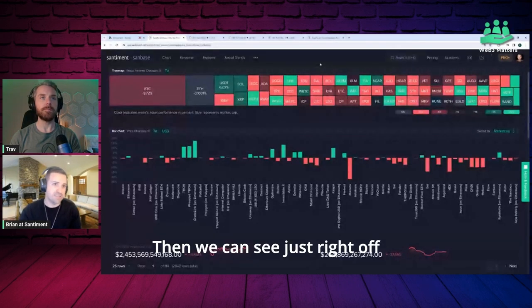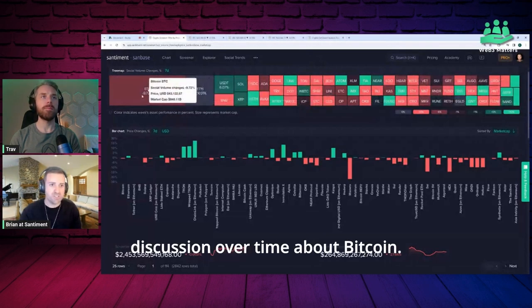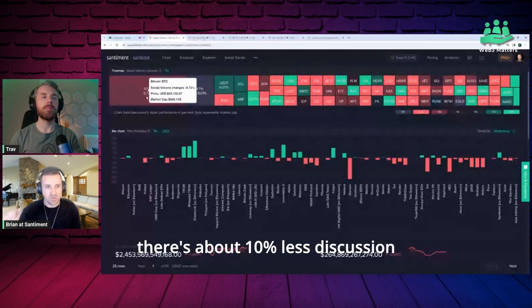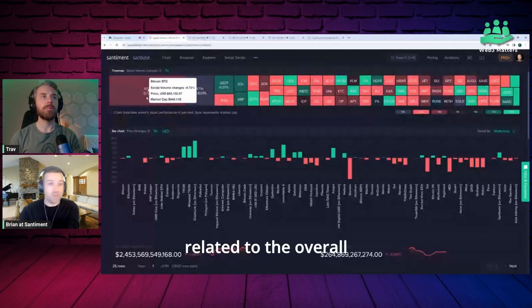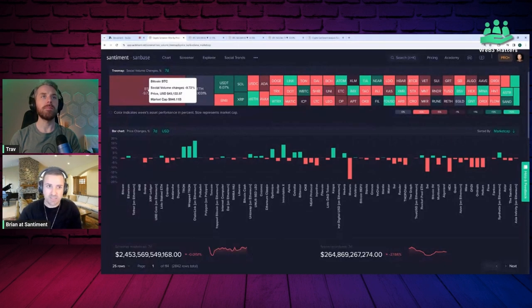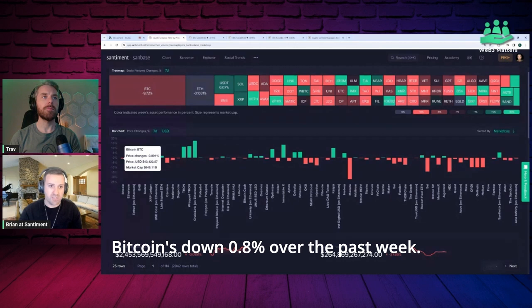And we can see right off the bat on this top tree map, we're seeing less discussion over time about Bitcoin. This essentially means there's about 10% less discussion related to the overall market conversations, including all assets, compared to the week before. So essentially Bitcoin is being talked about less and less over time. As it's gotten boring, you can see down here, which is showing the price percentage changes, Bitcoin's down 0.8% over the past week.